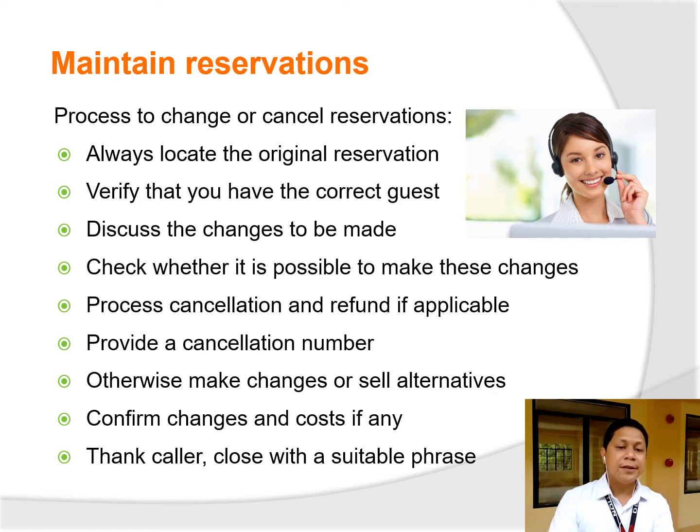Then, discuss the changes to be made. You need to identify the required changes, and this may involve discussing with the guest what they want and why they need to change it. Fourth one is to check availability and or make the cancellation. You need to check the availability for new dates and room types that are available. Fifth one is to confirm changes or offer alternatives. Always try to offer alternatives rather than lose a sale.